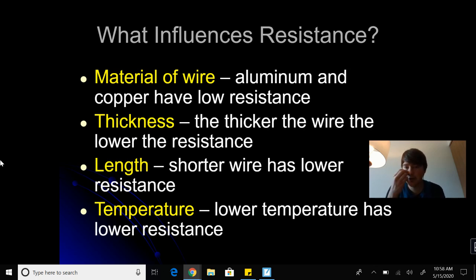Length is going to be another one. The shorter the wire is, the lower the resistance it's going to have. And that is just because if the wire is really short, there's less room for the electrons to move around, so we're going to have lower resistance. And temperature. Typically, lower temperature has a lower resistance, and this is even something you'll see in the wintertime. You get shocked a lot in the wintertime, and don't really get shocked a whole lot in the summertime. So the lower the temperature, the lower the resistance.